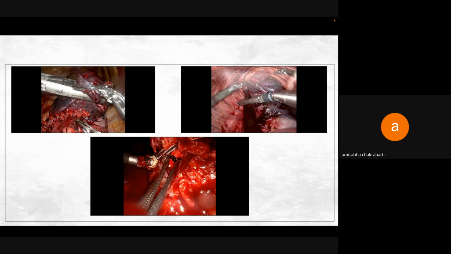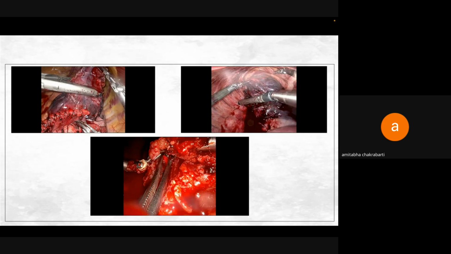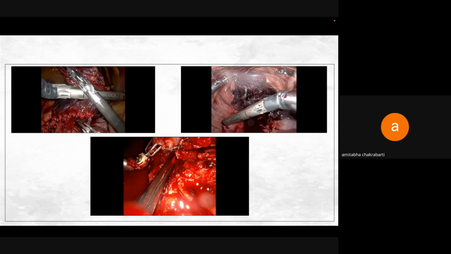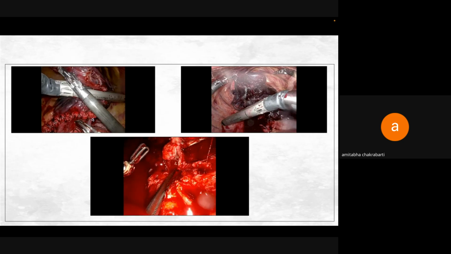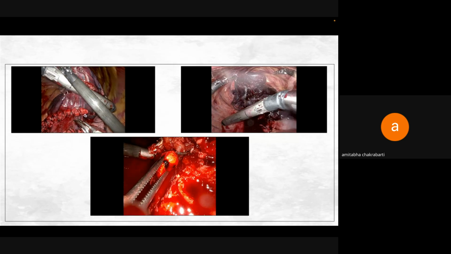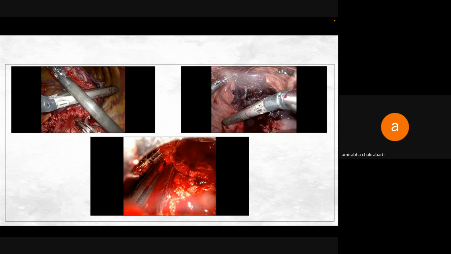And on the right hand side and left hand side upwards, what you are seeing is the stapler. This is also another development in robotic surgery that helps in the stitching and cutting of the tissue. This robotic stapler has come within the last 3 years. Earlier it was not available.